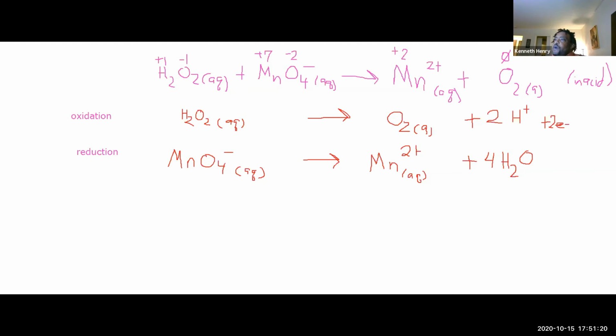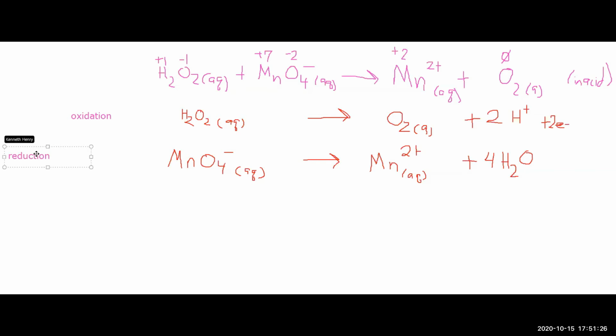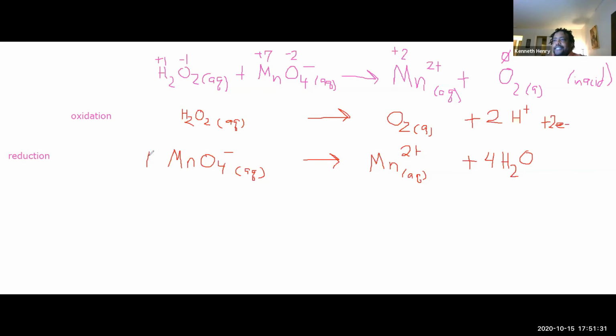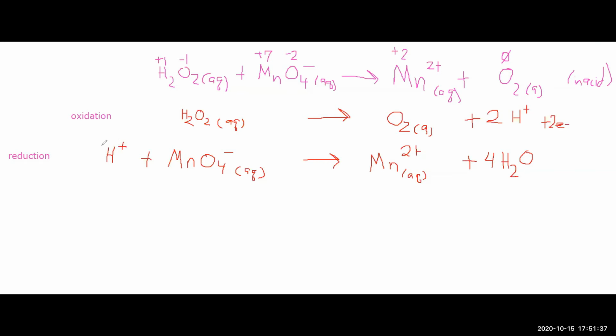So if I added 4 waters over there, what am I going to have to do to the other side? Add hydrogens. Add some H pluses, right? Yeah. How many? 8. Oh, yeah. 8. Okay.